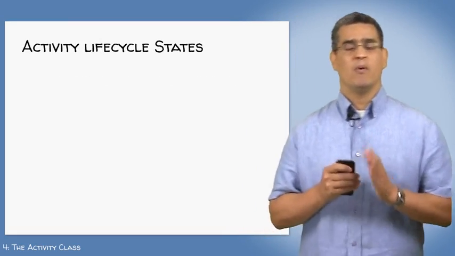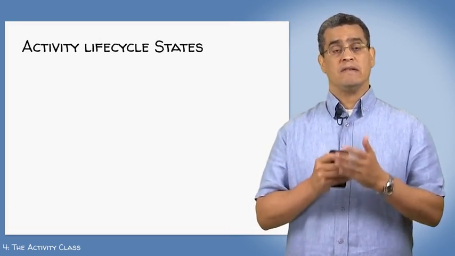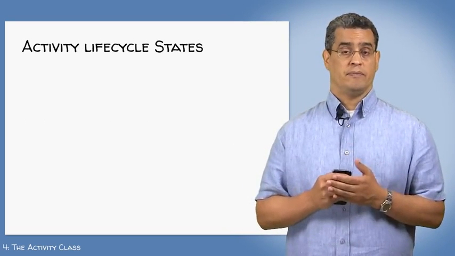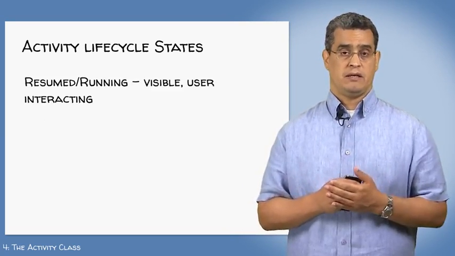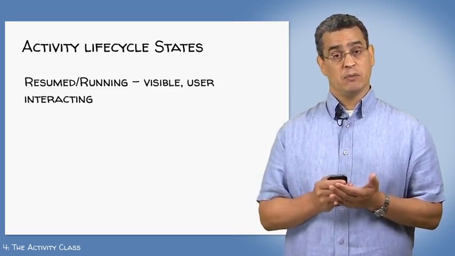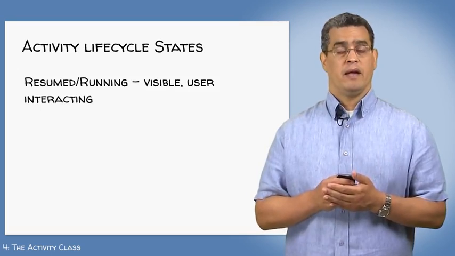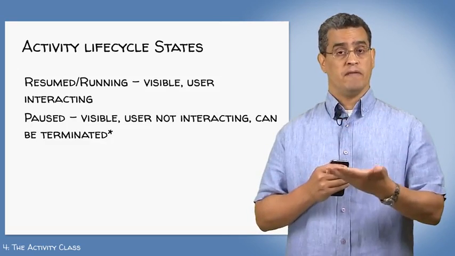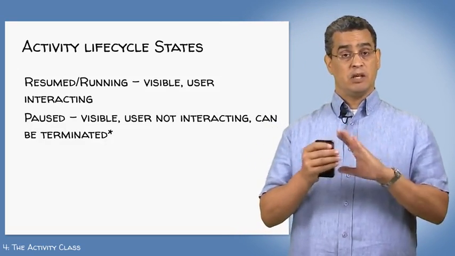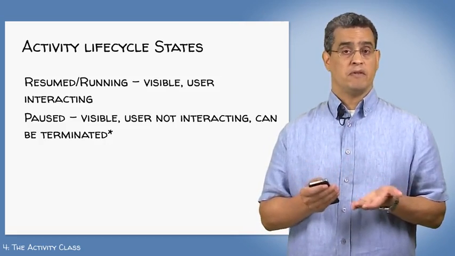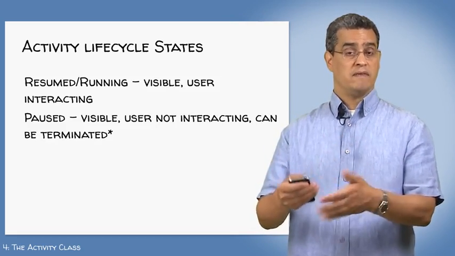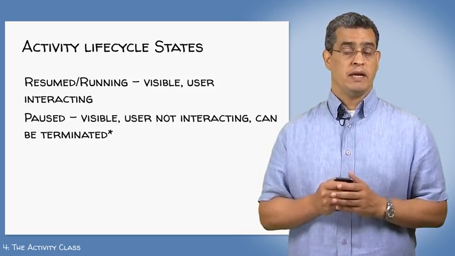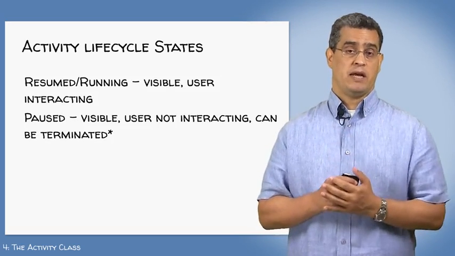So let's talk a bit more about the activity lifecycle and the particular lifecycle changes that activities go through. For example, once an activity is started, it can be in a resumed or running state. While it's in this state, the activity is visible and the user can interact with it. An activity can also be paused, for instance, when a new activity starts to pop up in front of it. In this situation, the activity may still be partially visible, but the user can't interact with it because the user will be interacting with a new activity that's starting up. Prior to version 3.0, Android could terminate activities once they went into the paused state.